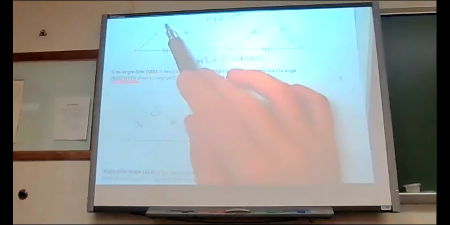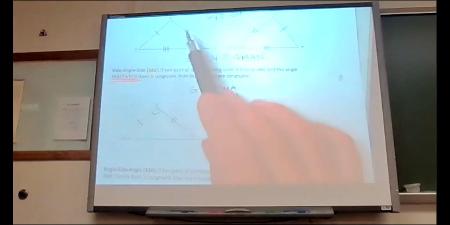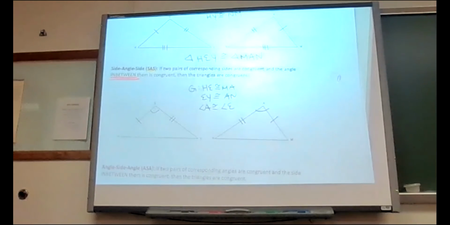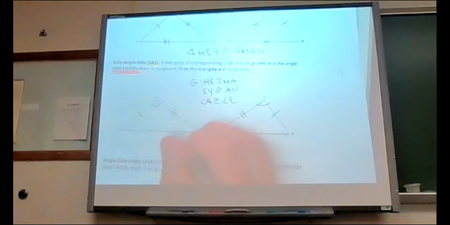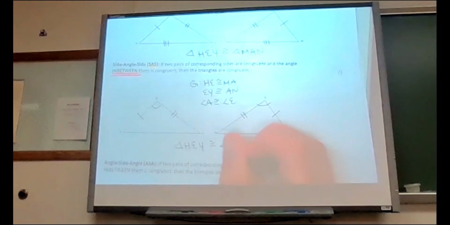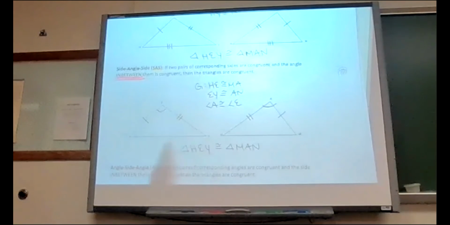So here I have a side followed by another side by another side. I didn't have to skip any sides in between. I can't skip around and go angle, side, skip side. That doesn't work, okay? So if this is true, then again, triangle HEY is congruent to triangle MAN, because I have a side, angle, side. My brain was here. Side, angle, side.